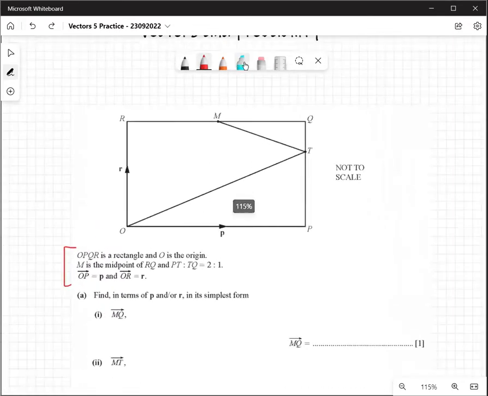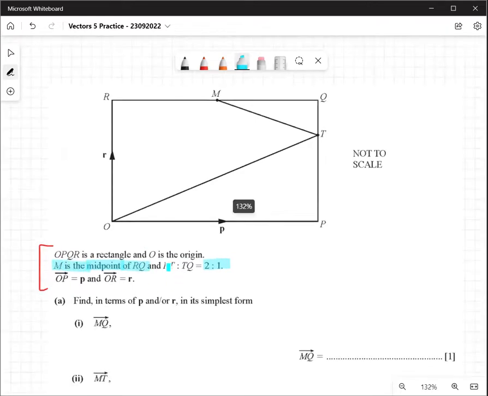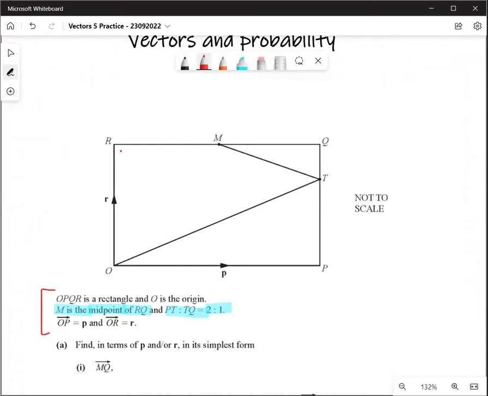Now, first, in the question, you'll see things like this, a midpoint and ratio thing. Whenever you get something like this, M is the midpoint of something, and PT, TQ is a ratio, you need to realize that if M is the midpoint, then this is half, and this is half. So RM is half of RQ. Is that clear? Because see, this is the midpoint. You're dividing it, making it half.